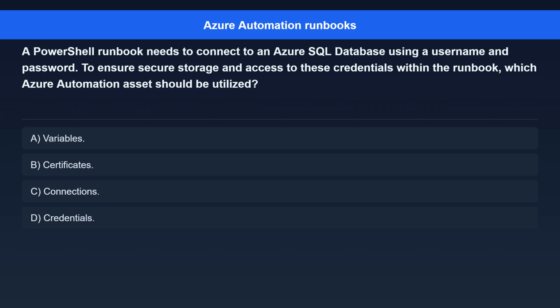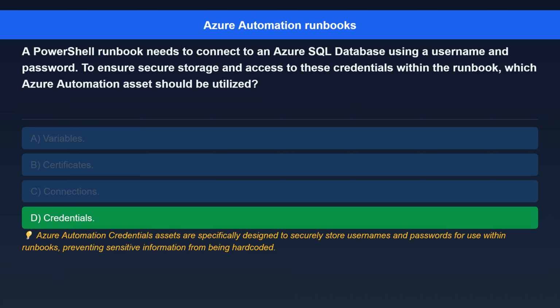Question 2. A PowerShell runbook needs to connect to an Azure SQL database using a username and password. To ensure secure storage and access to these credentials within the runbook, which Azure Automation asset should be utilized? Option A. Variables. Option B. Certificates. Option C. Connections. Option D. Credentials.